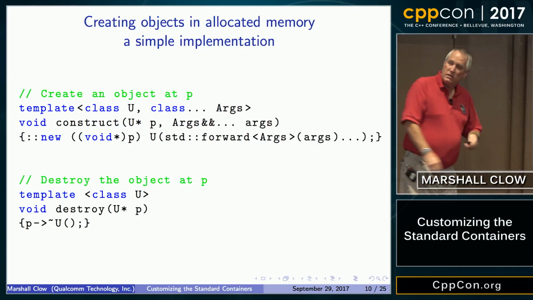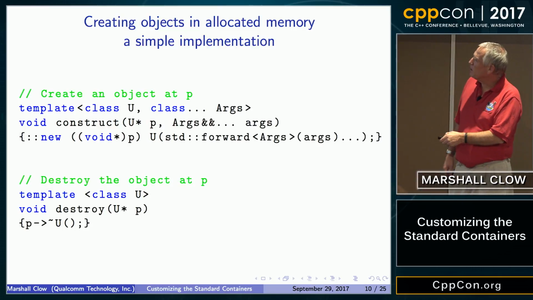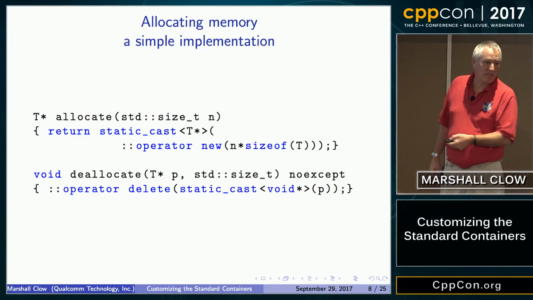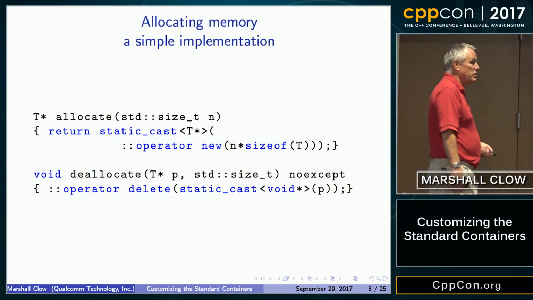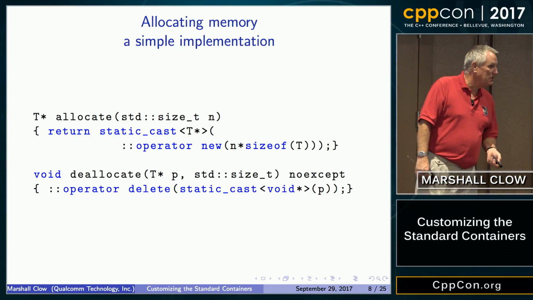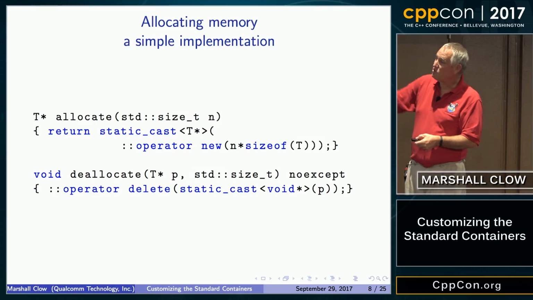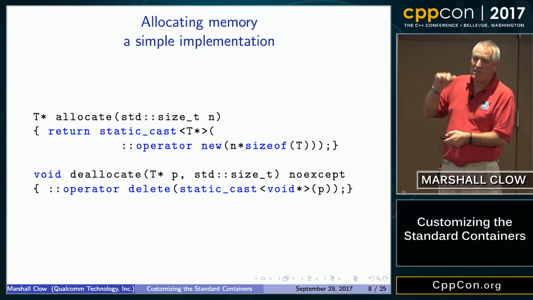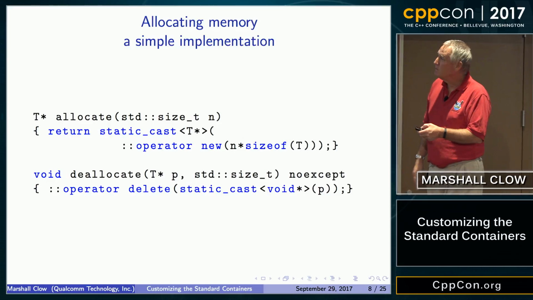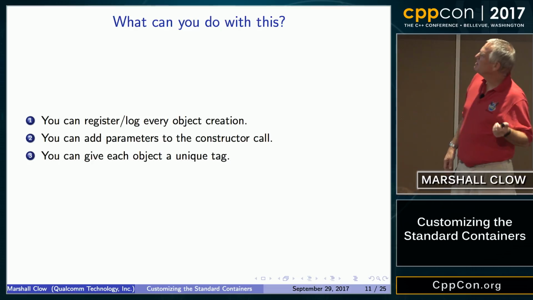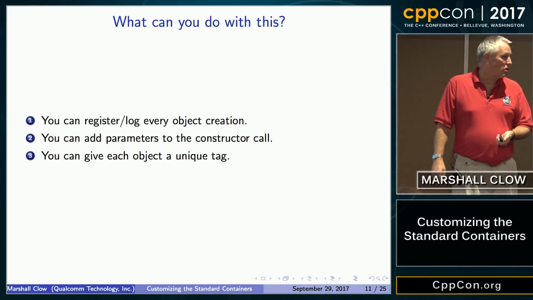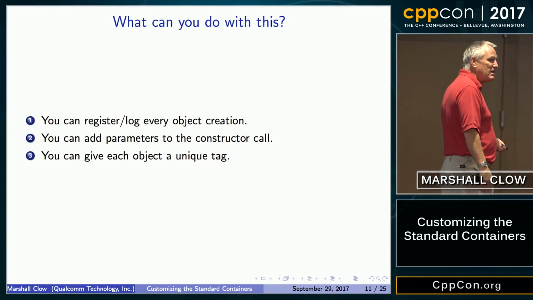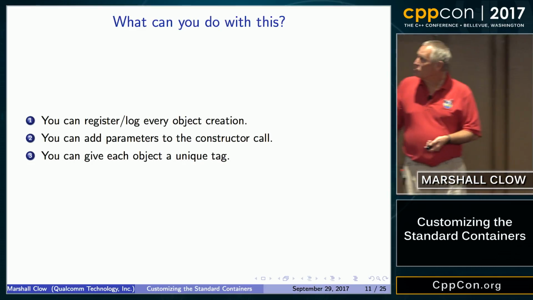The question was, is the reason that we are static casting this to void before calling delete to prevent the destructor being run? And yes, it is, because we run the destructor somewhere else. If we just passed a T star, if we said delete P, it would run the destructor. Okay, so what can you do with this? Like I said, you can log every object creation and destruction. You can inject additional data, all sorts of things you can do.